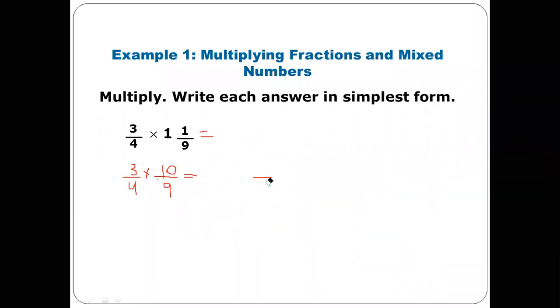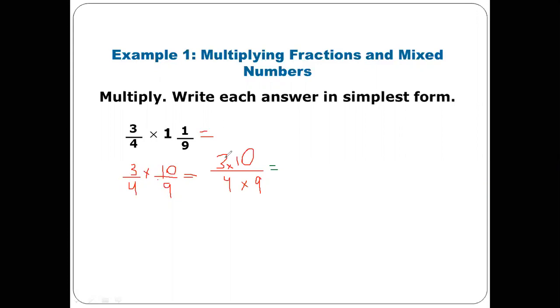This method is called cancellation. I have to put both numbers on the same fraction bar. 3 times 10 out of 4 times 9. This method is much easier because it gives the simplest form directly. So I have to search for a common divisor that can simplify a number in the numerator and a number in the denominator at the same time.